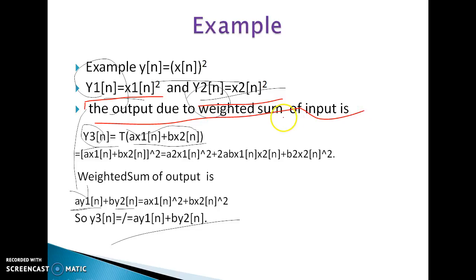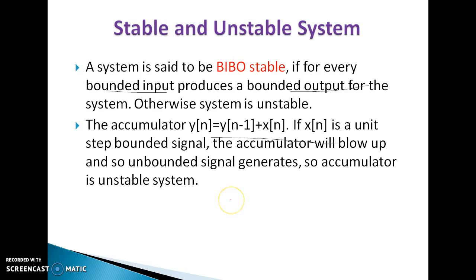So you find the weighted sum of input itself, which is a x1 of n plus b x2 of n. Just take this as an input to the system and find the output. In the second case, you just add y1 of n and y2 of n with scaling factors, so it is a y1 of n plus b y2 of n. If they become equal to y3 of n, then we can say the system is linear.